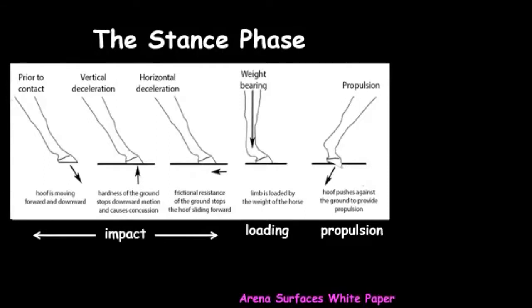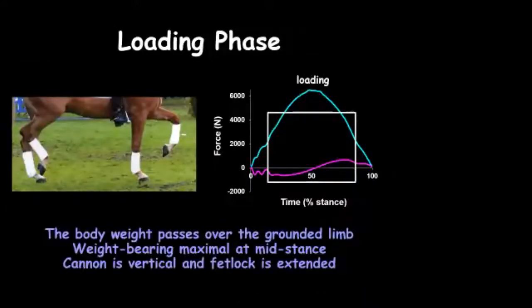So we've looked at the impact phase. Let's move ahead now and look at the main weight-bearing phase of the stride. So this is the phase when the limb is going to be loaded by the weight of the horse. And on our graph showing the vertical and longitudinal forces, the loading phase would be the phase within this box here. So it goes from the end of the impact phase to the start of breakover in this diagram.